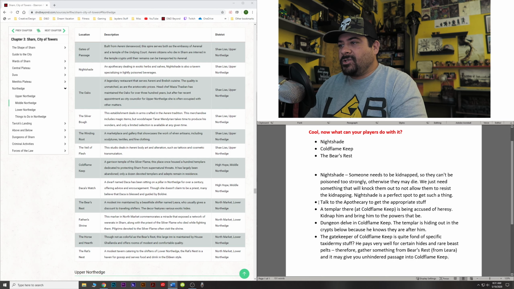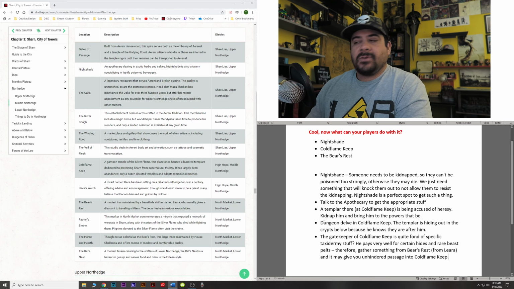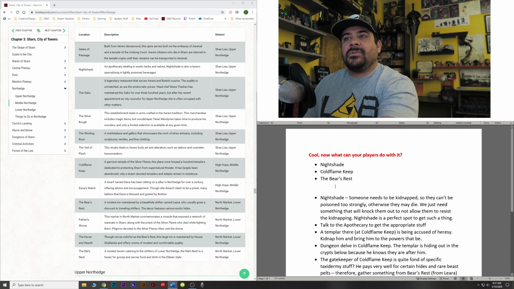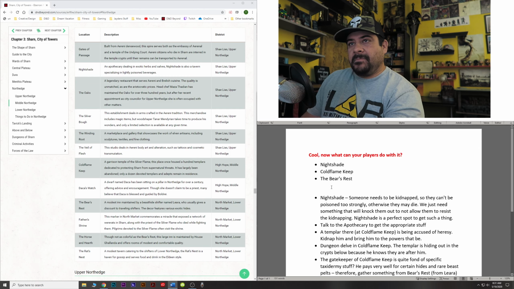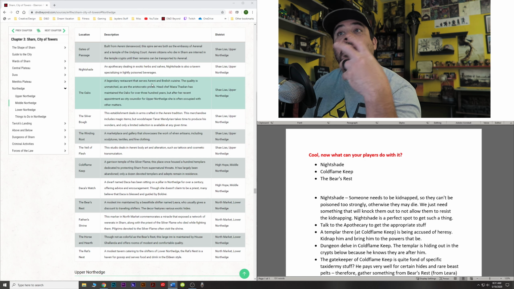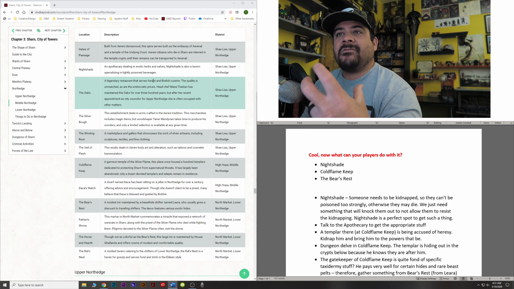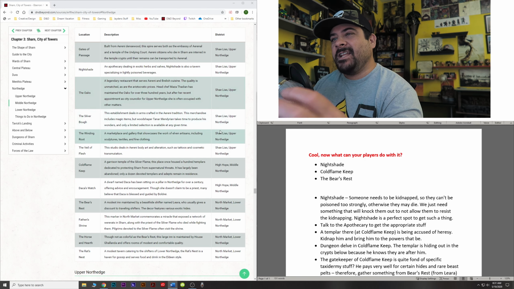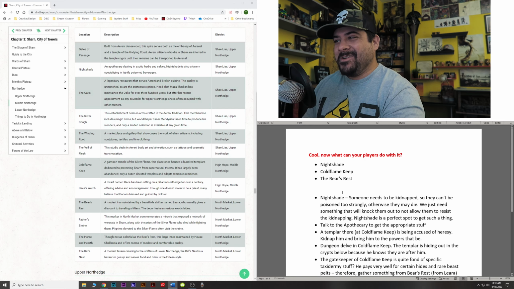Very good. 1, 2, 3, 4. We have 5 bullet points, okay? So, I just read through this very quickly. Nightshade. Something about that sparked. I like the apothecary and then the fact that it's a tavern that has some lightly poisoned beverages, right? There's some definite shiftiness going on there. No pun intended here when we get to Bear's Rest.